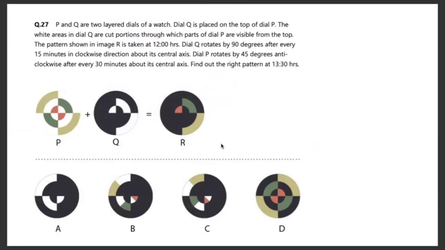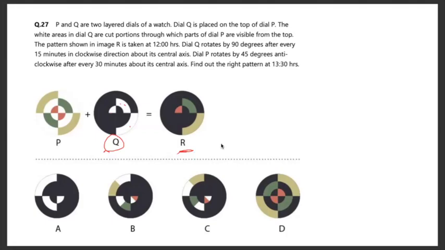P and Q are two-layered dials of a watch. Dial Q is placed on top of dial P. This dial is placed on top of P. The white areas in the dial are cut portions through which parts of P are visible. All these white parts are cut parts through which parts of P are visible. The pattern shown in the image R is taken at 12 hours. This is taken at 12 o'clock.